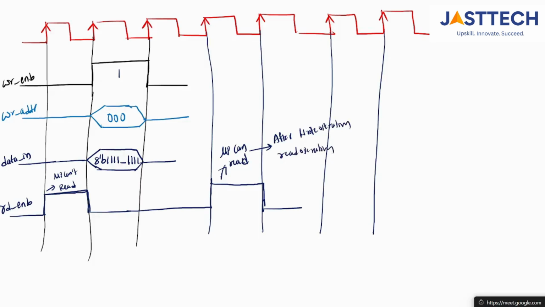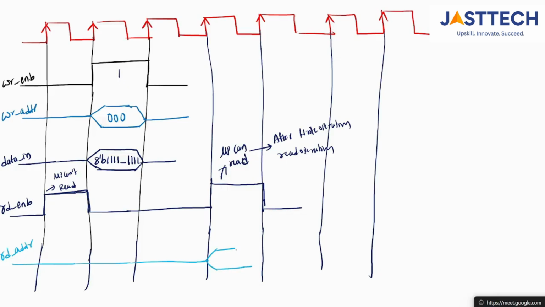Read operation. Here, after that, you need an address, no? I made the write enable equal to 1, but I need to identify the address of that data. This is provided by read_address. Here, this is my address. This is 000.